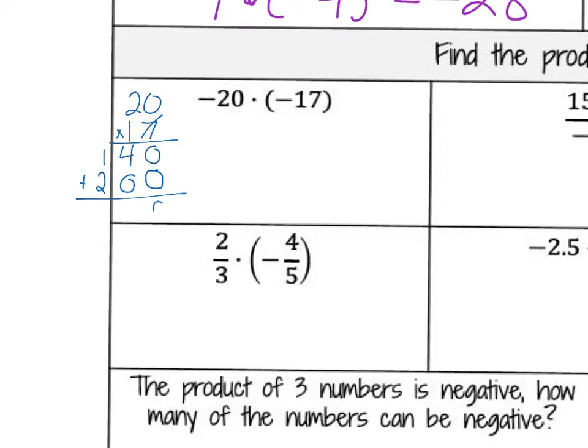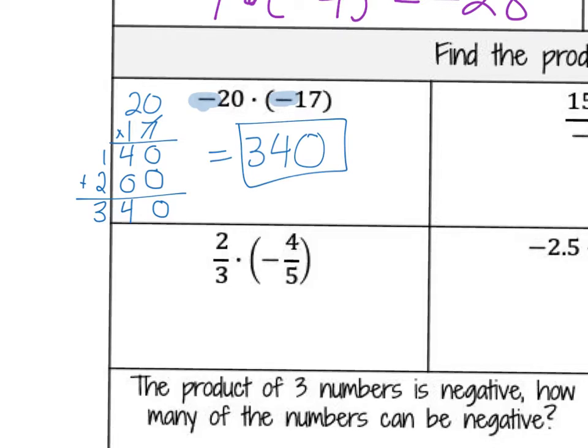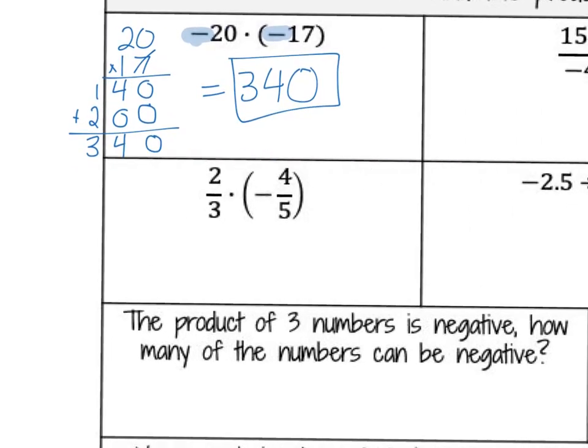0 plus 0 is 0. 4 plus 0 is 4. 1 plus 2 is 3. Okay? Then to find my final answer, I have to figure out, is it positive or negative? Well, both numbers are negative, so they have the same sign. So my answer is positive 340.